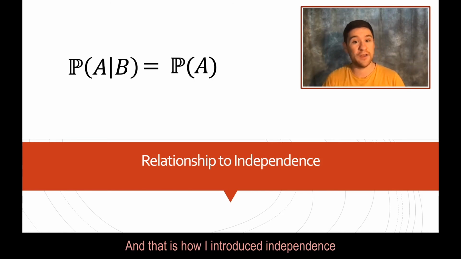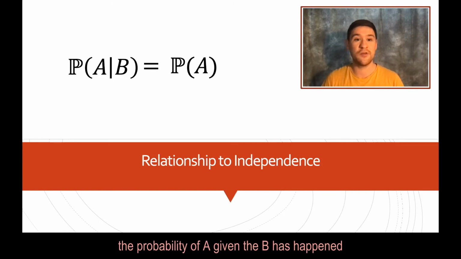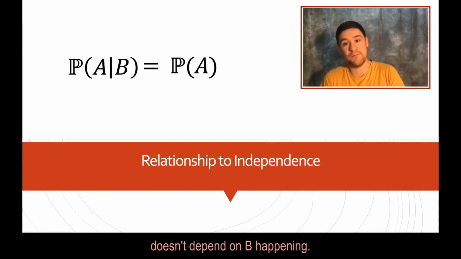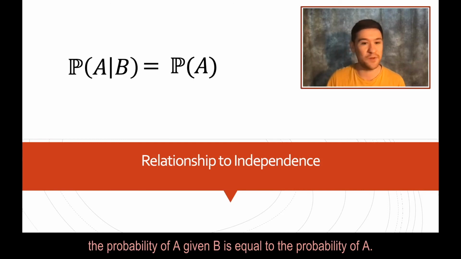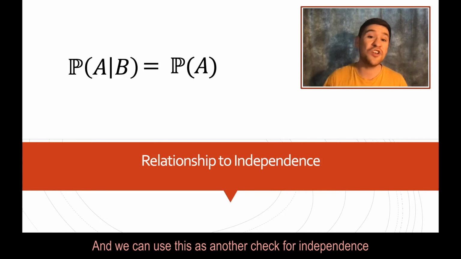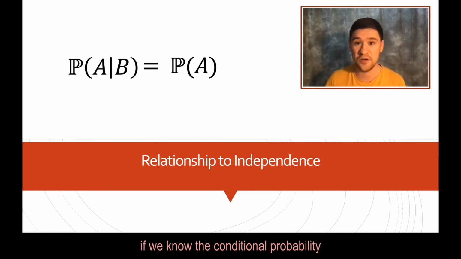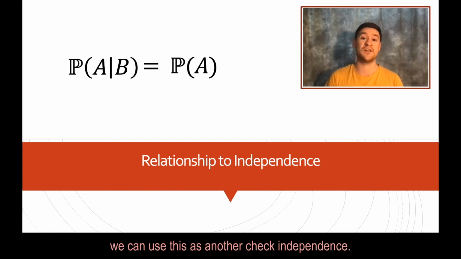And that is how I introduced independence. The probability of A, given that B has happened, doesn't depend on B happening. The probability of A given B is equal to the probability of A. And we can use this as another check for independence. If we know the conditional probability, we can use this as another check of independence.